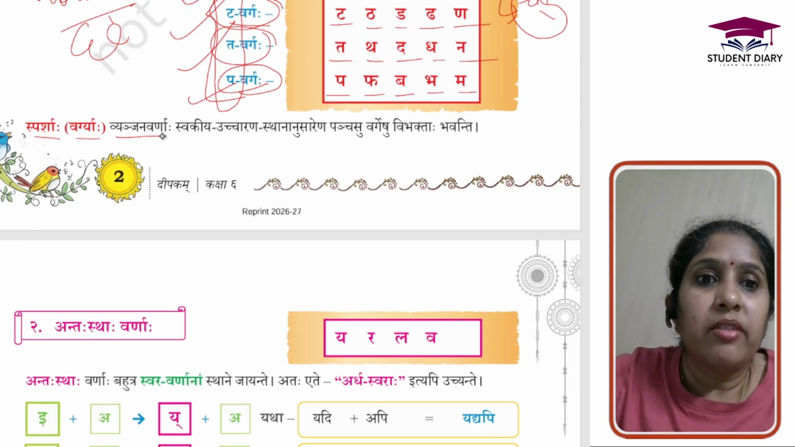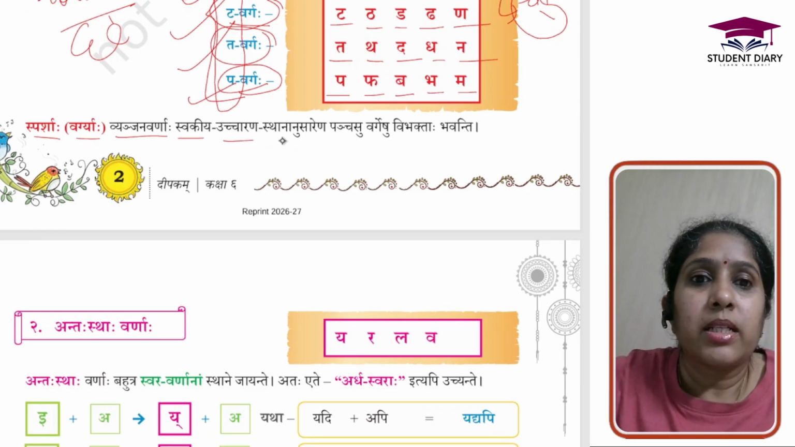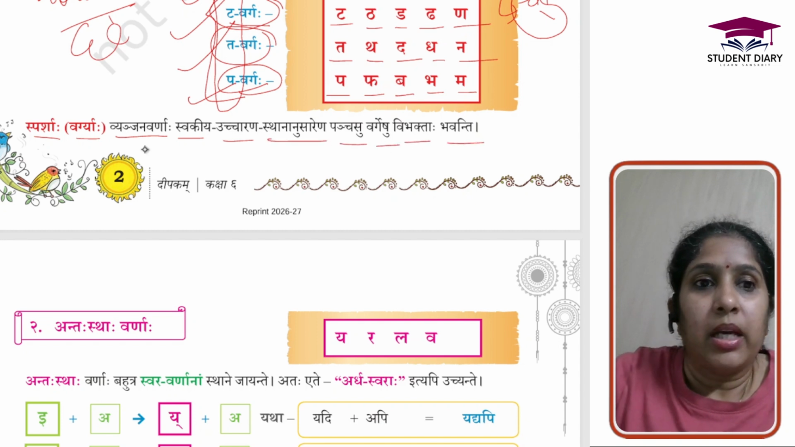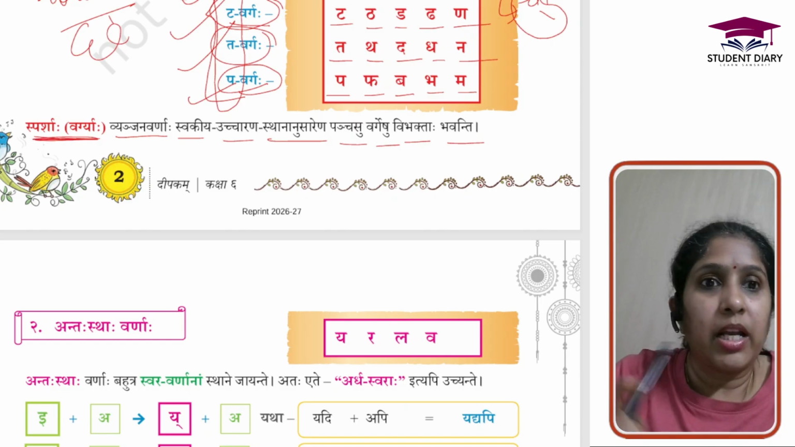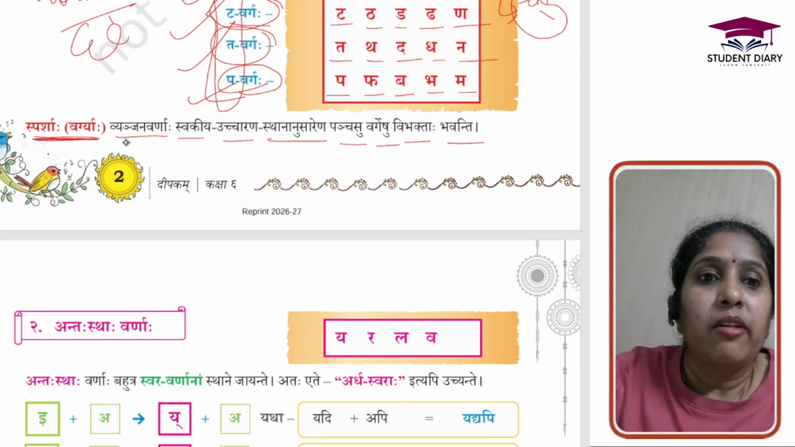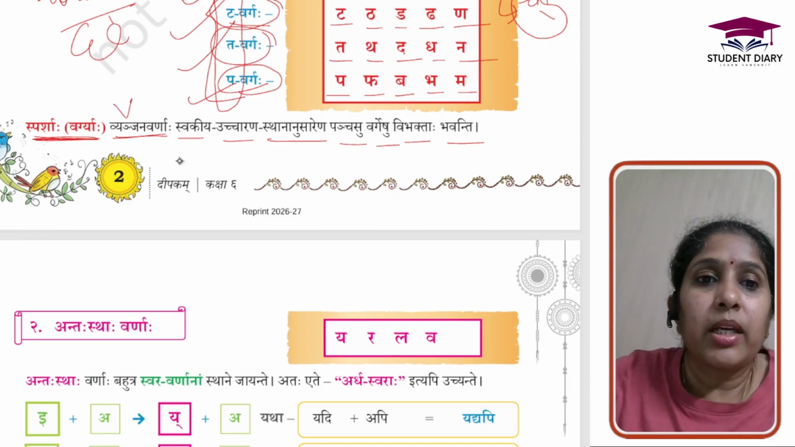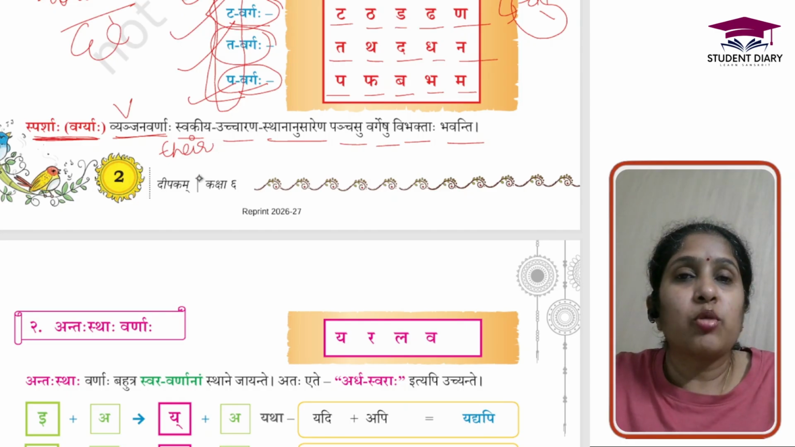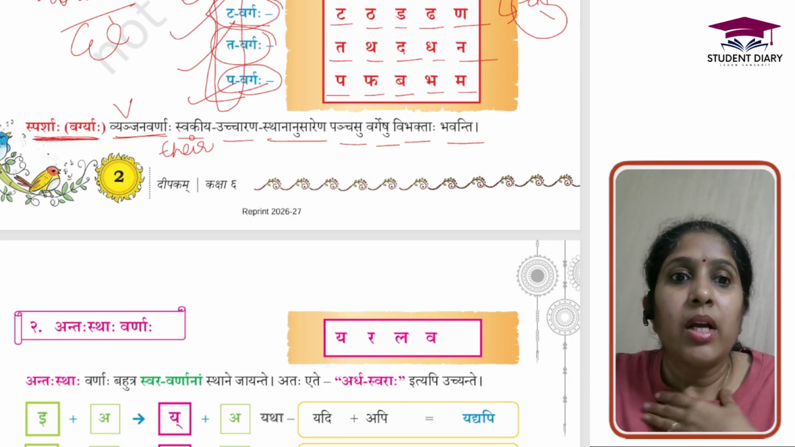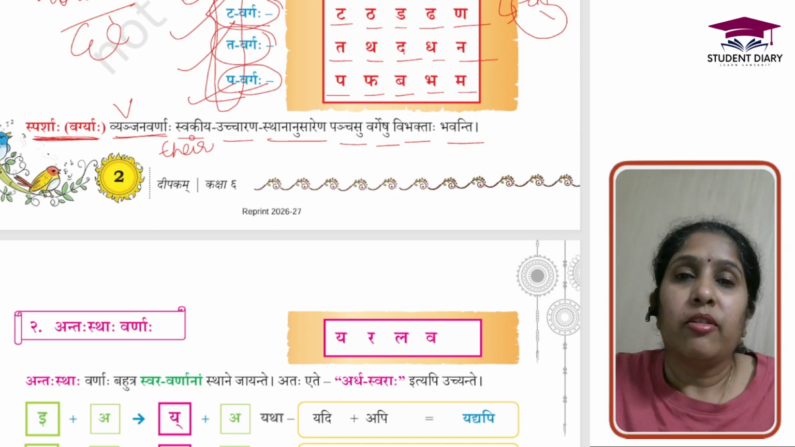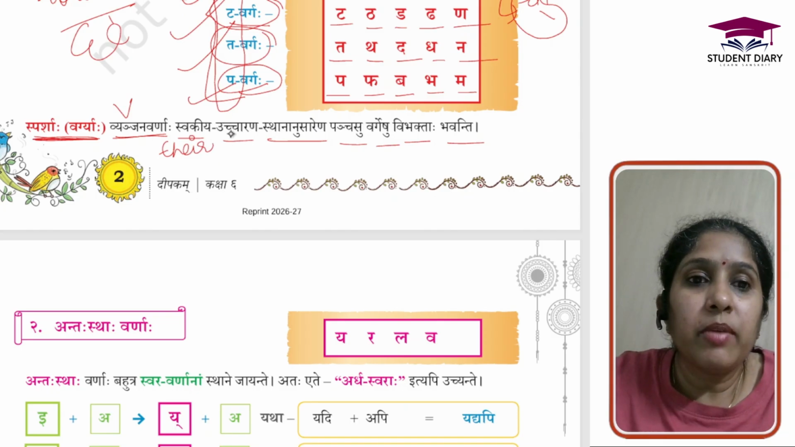So sparsha vargyah means they are talking about the above one only. Vyanjan varnah means the consonants, right? Swakiya means their own. Swakiya is used for self. So here self is used for the Vyanjan. Okay. So Vyanjan their. Ucharan means pronunciation.